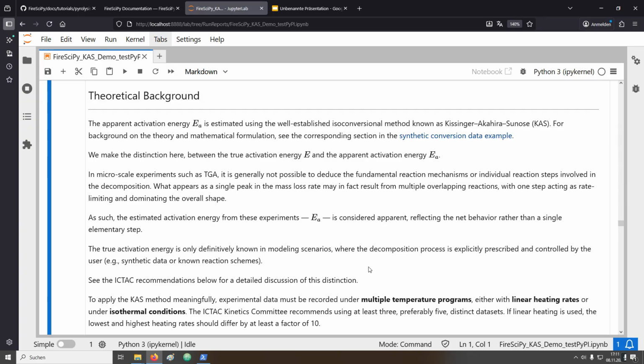It can simply be installed via pip. The code is available on GitHub. In the Git repository you can also find this notebook that I am demonstrating here. For details have a look in the previous videos and also in the video description.